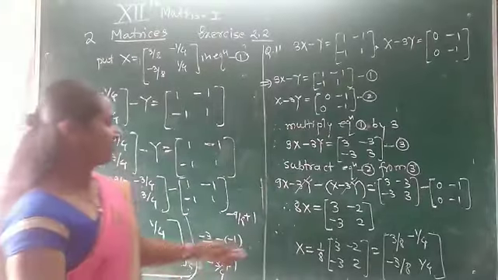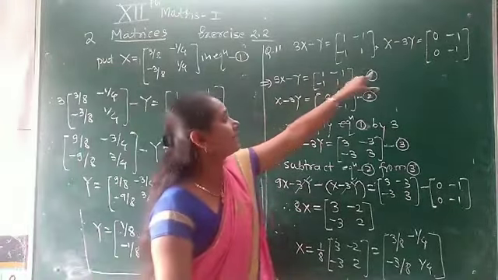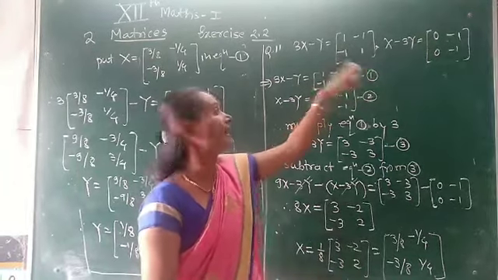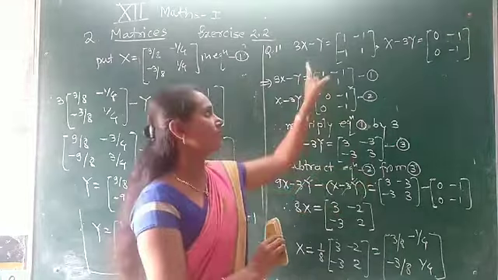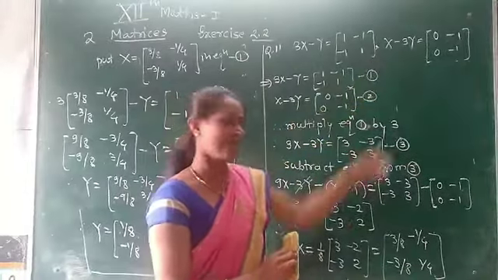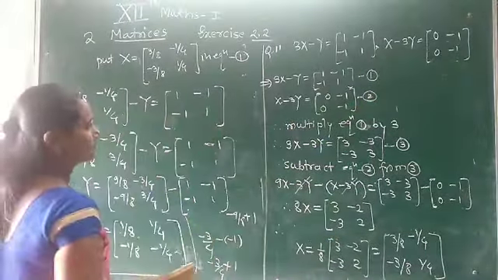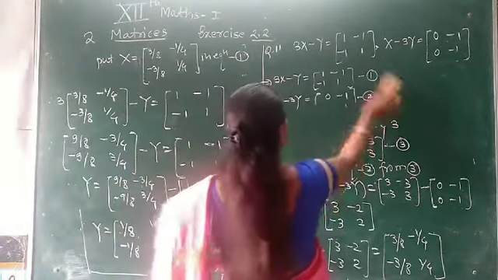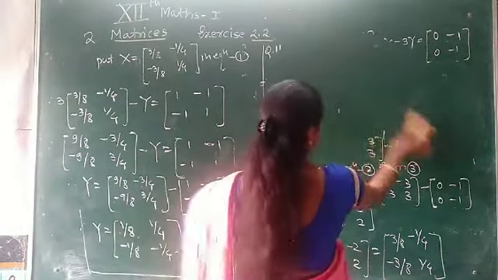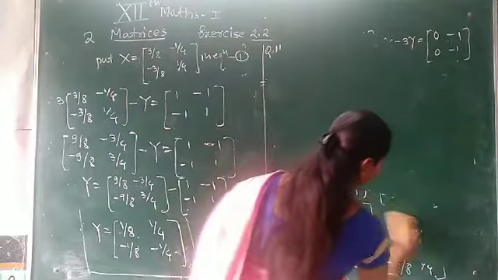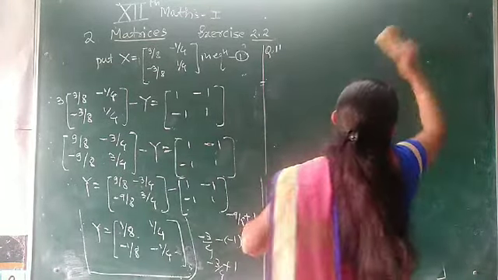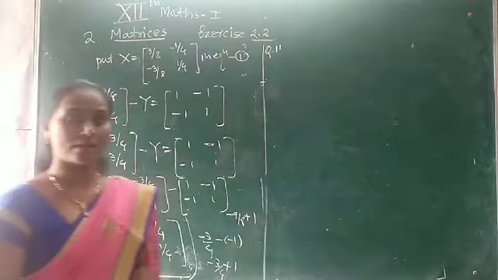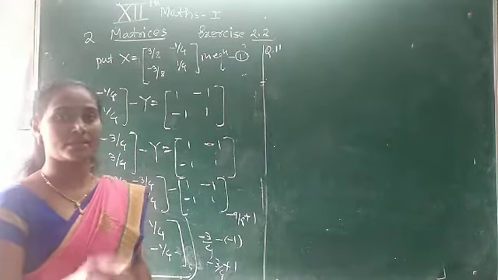In the second method, we multiply equation 2 by 3 and add equations first and second. Then X will get cancelled and we will get the value of matrix Y. So any method you can solve the problem. Now question number 12 is the same as question number 11. Both questions are the same. So students, you should try to solve it, and it is compulsory to solve.